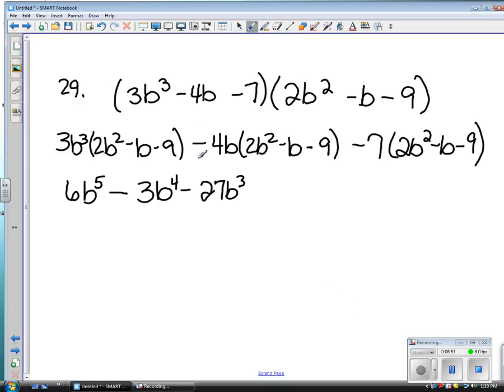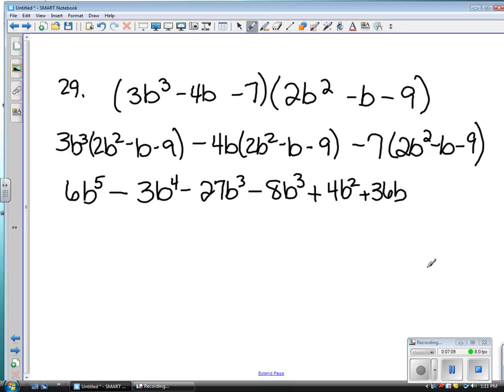This next one, now remember this is a negative. So negative 4 times 2 gives me a negative 8b cubed. This is a negative 1, so negative times negative is positive. So this is going to be plus 4b squared plus 36b.